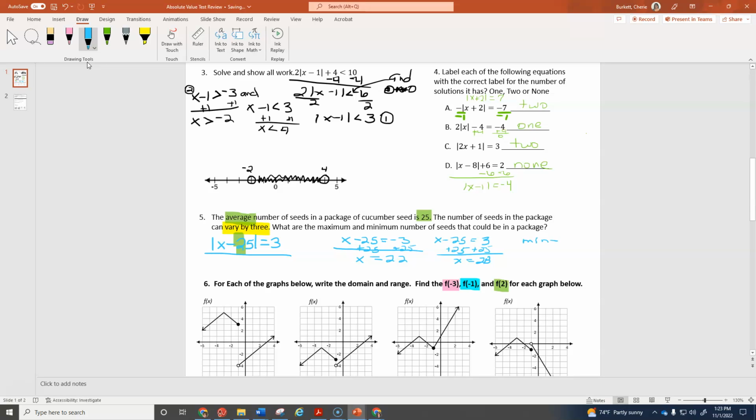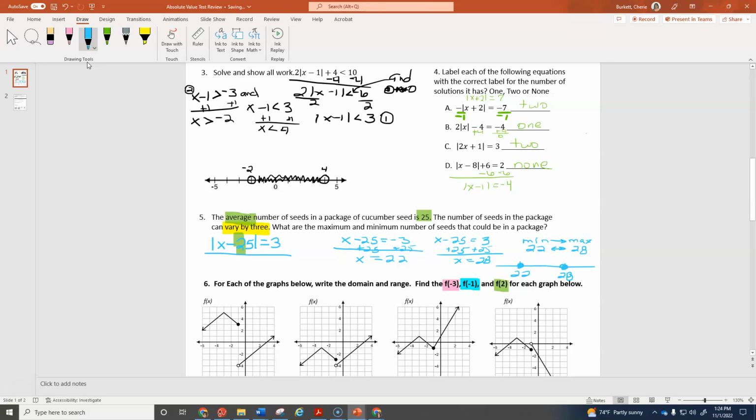So what's the maximum number of seeds? Your minimum number to your maximum number. Your minimum number is 22. The maximum number is 28. And if this were on a graph, we would have a dot at 22, and we would have a dot at 28.